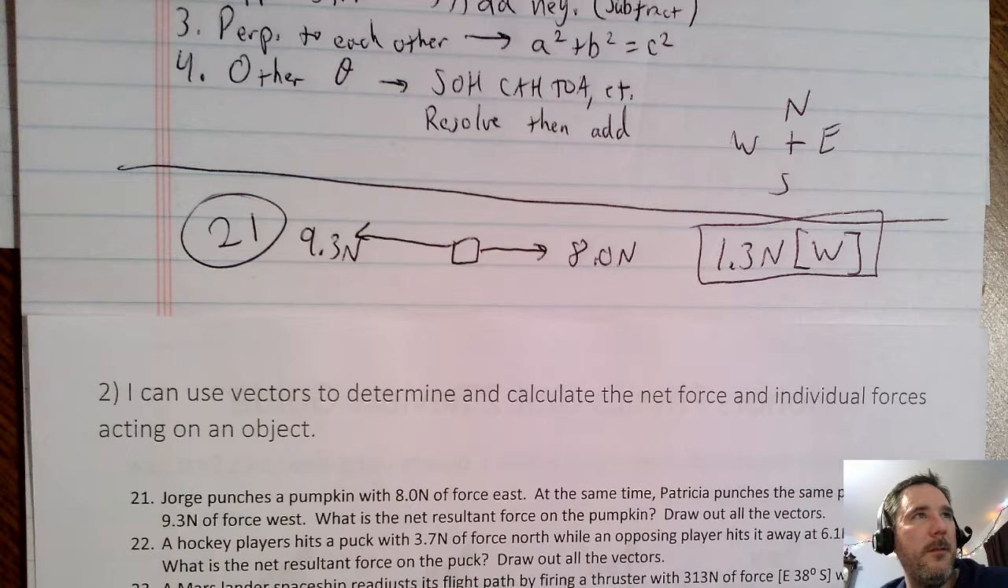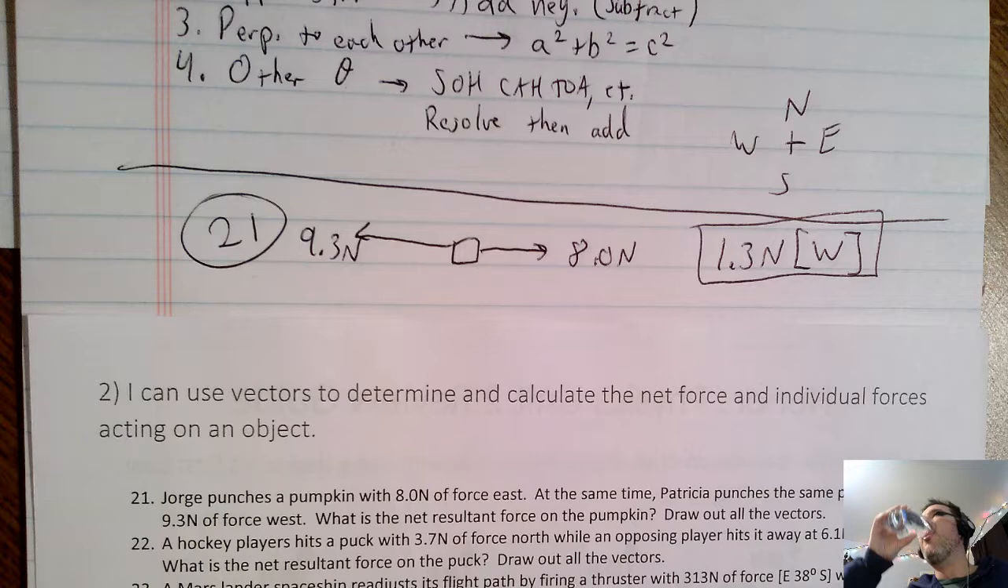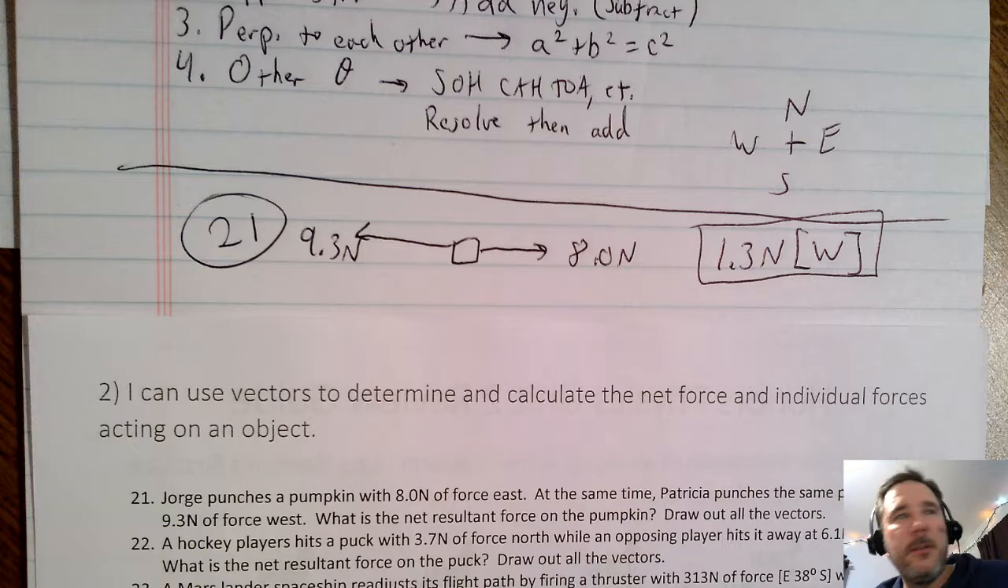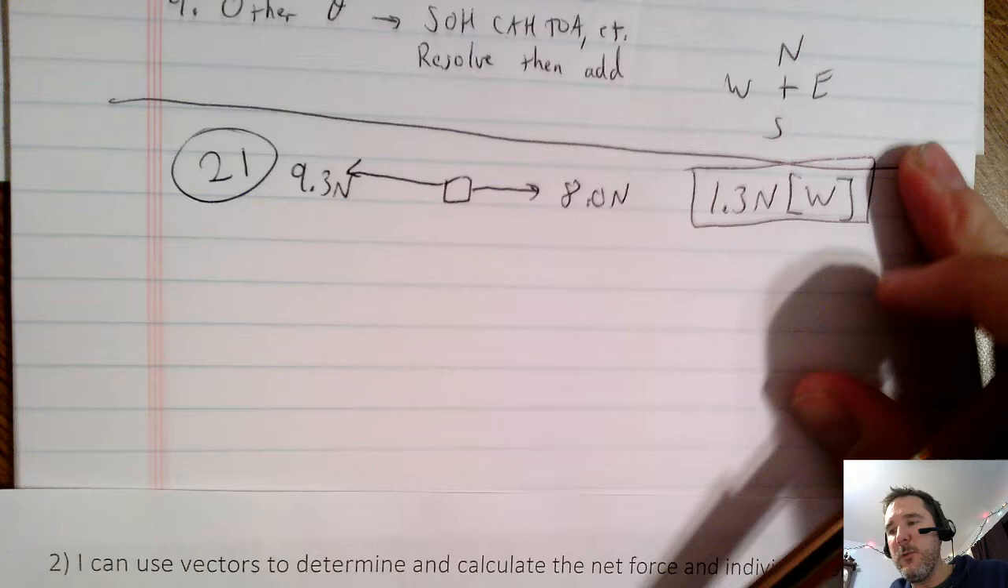All right. So we got a hockey player hitting a puck. We got one to the north, one to the west. Give me a second here. All right. So a hockey player hitting a puck with 3.7 newtons force north, and then there's another force going on to the west.